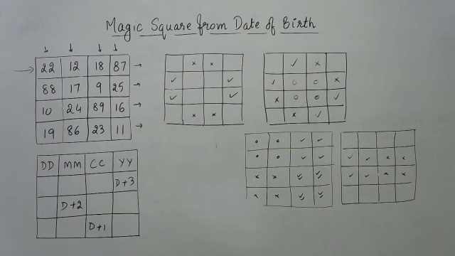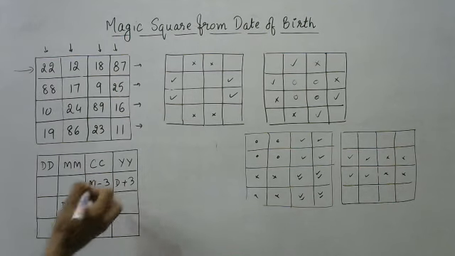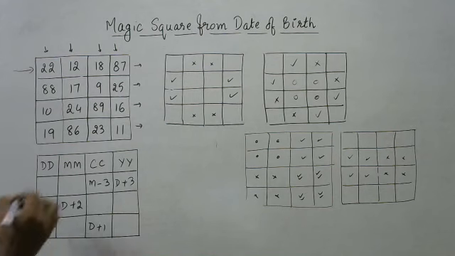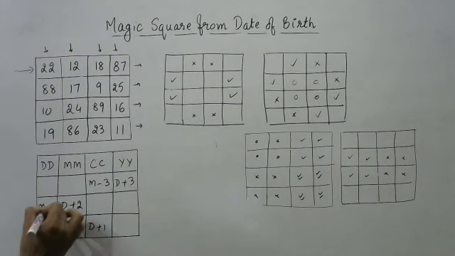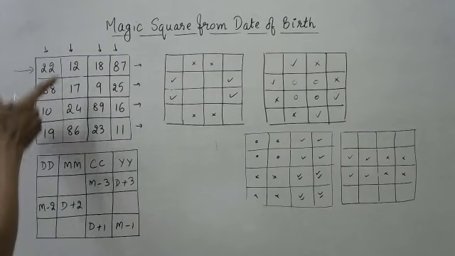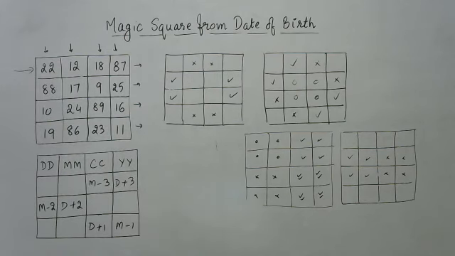Now come to the month. Month minus 3 will come here. So you can see 12 minus 3 is 9. Month minus 2 will come here; 12 minus 2 is 10. And finally, month minus 1 will come here; you can see 12 minus 1 is 11.